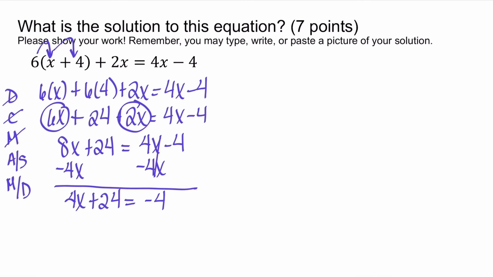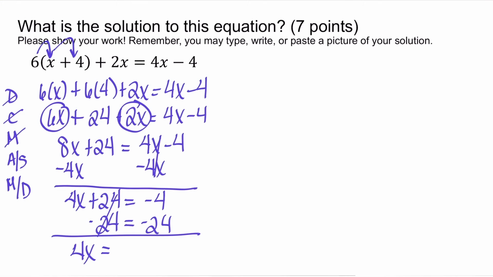Now I need to add or subtract. I have a plus 24, so I'm going to do the opposite and I'm going to subtract 24 from both sides. So I have 4x plus 24 and minus 24 cancel, and then I have negative 4 minus 24, which is negative 28. Now I need to multiply or divide. I'm going to divide both sides by 4. So I have x equals negative 28 divided by 4, which is negative 7.